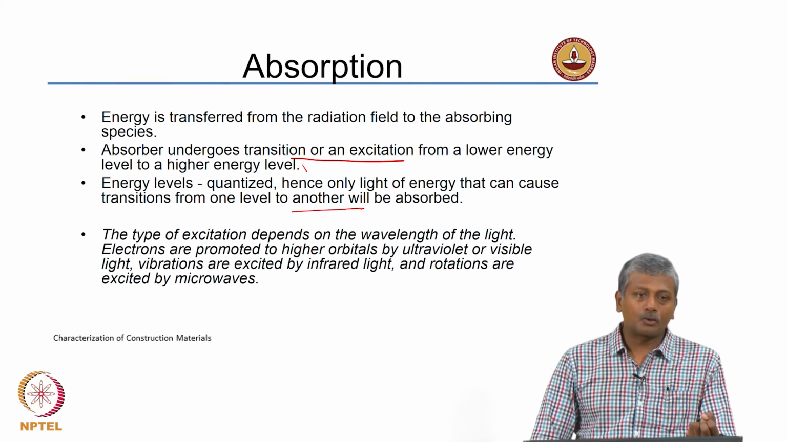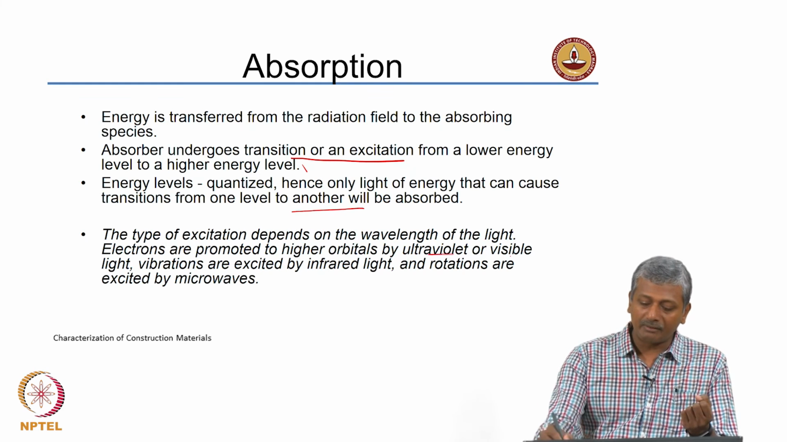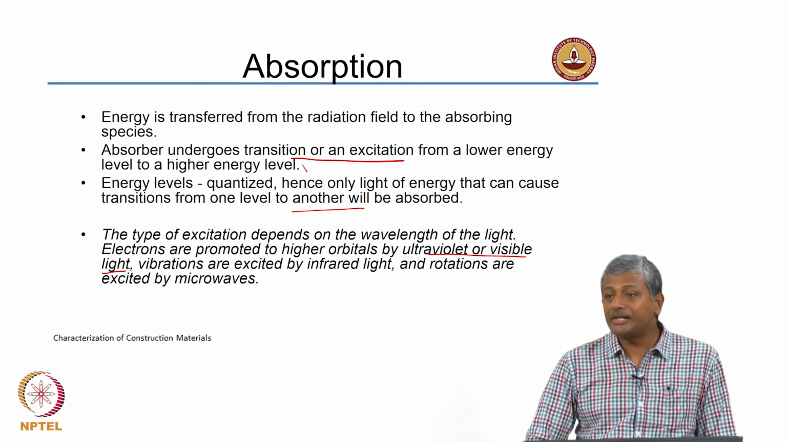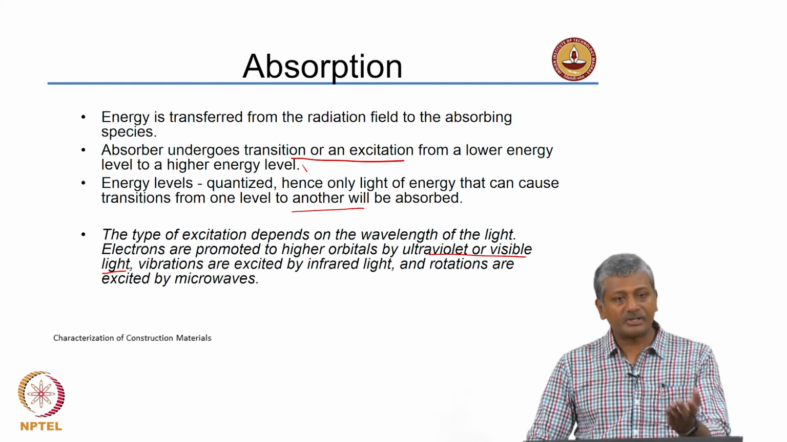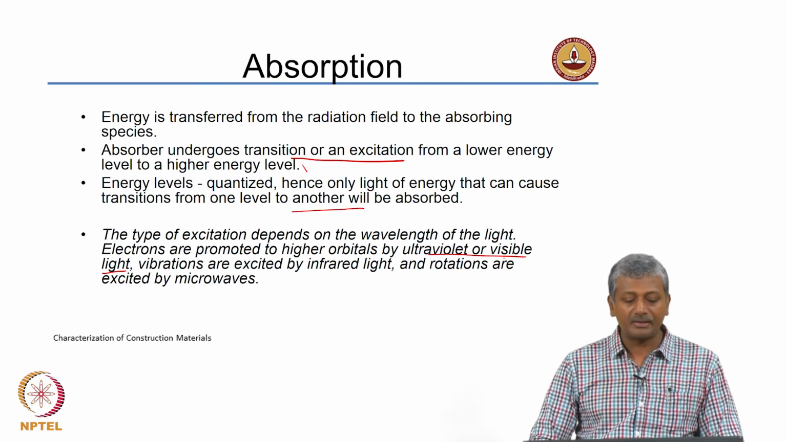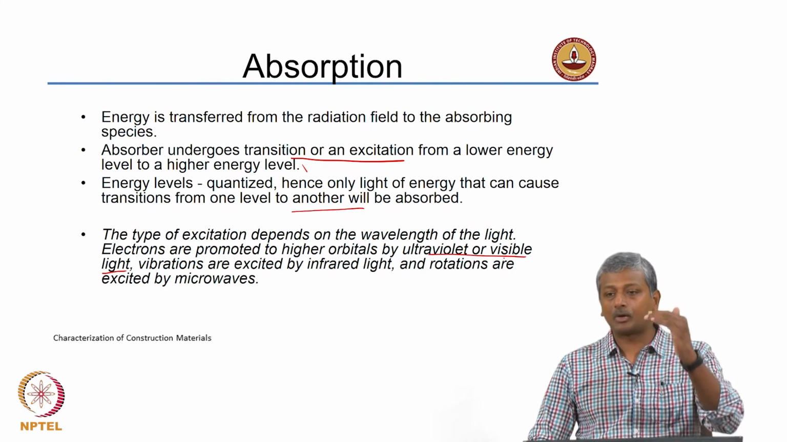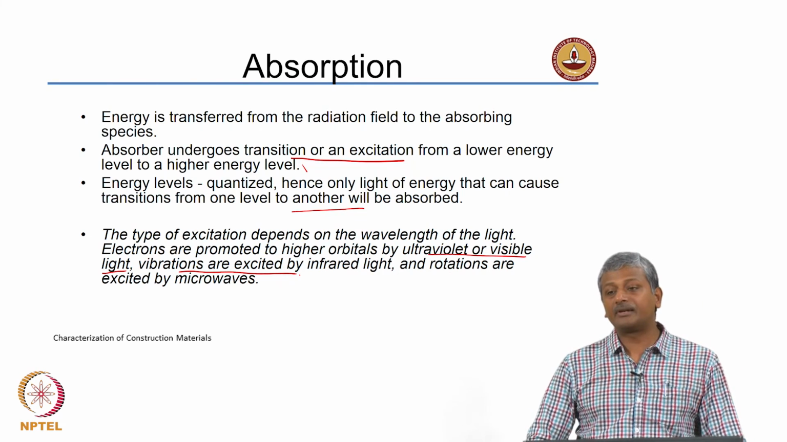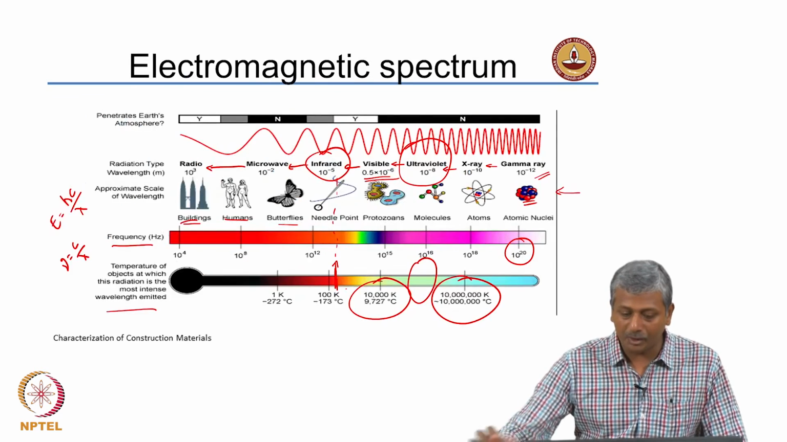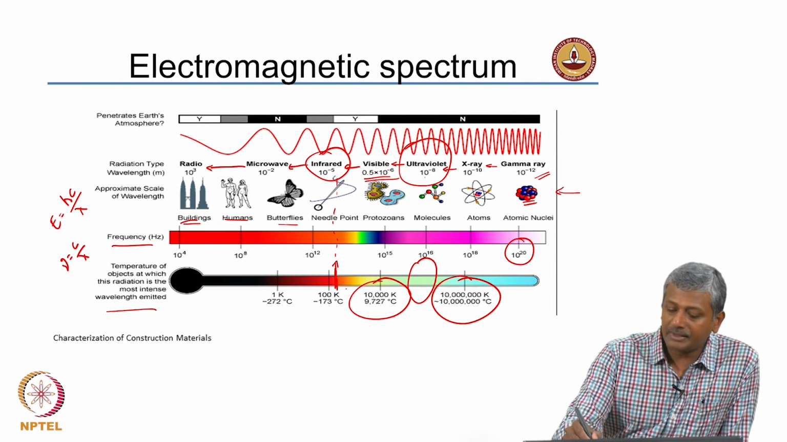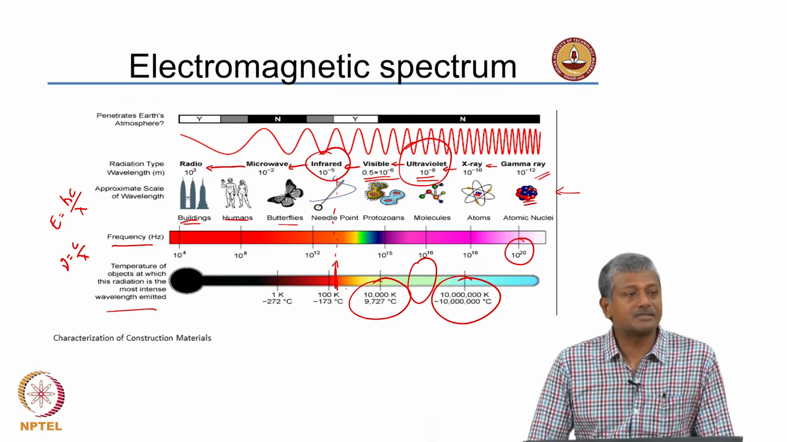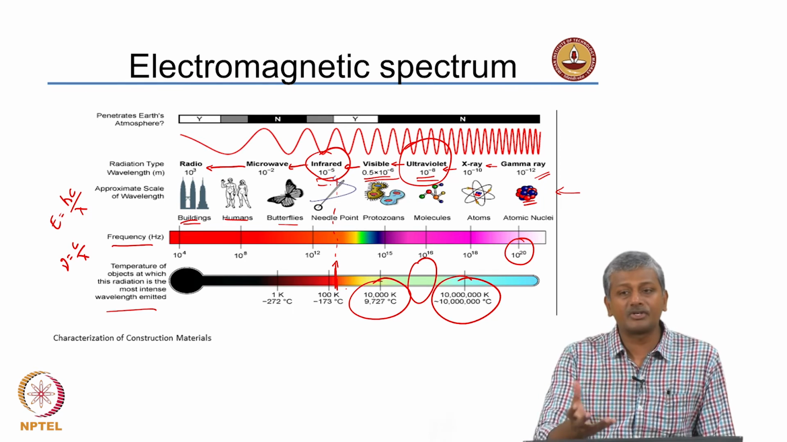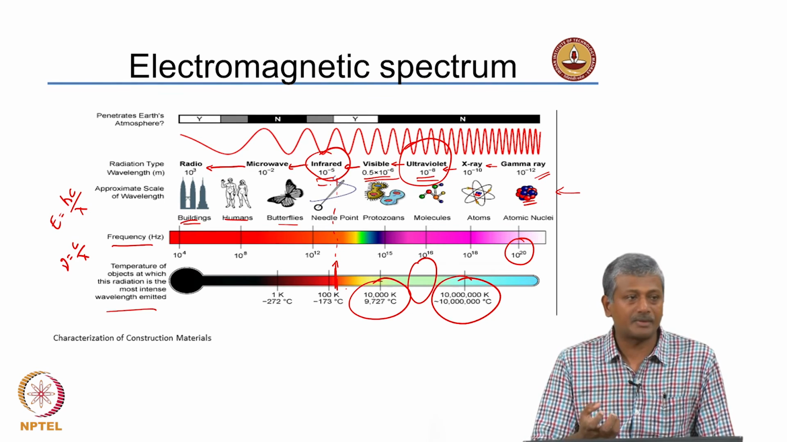Electrons are going to be promoted to higher orbitals when you use ultraviolet or visible light. Okay, when you use radiation that has energy that is sufficiently high to be ultraviolet or visible light, you have electrons promoting to higher orbitals. Okay. Vibrations are excited by infrared light. So, again coming back to this absorption spectrum. Your ultraviolet has 10 power minus 8 meters as the wavelength, whereas infrared is 10 power minus 5. So, it is 3 orders of magnitude lesser in energy as compared to ultraviolet.